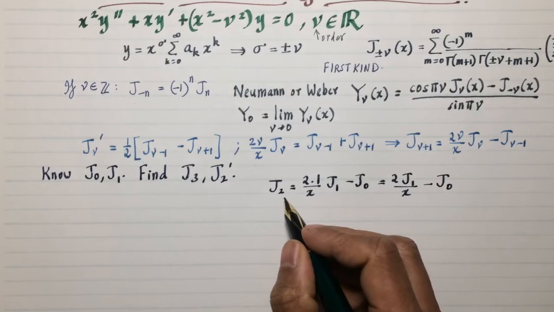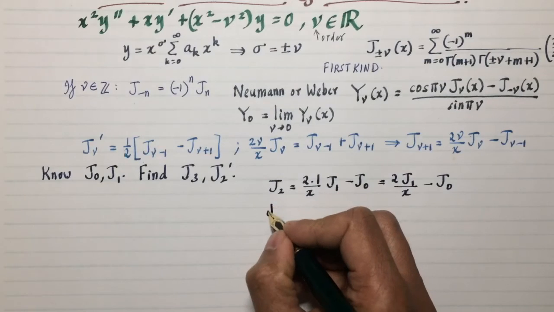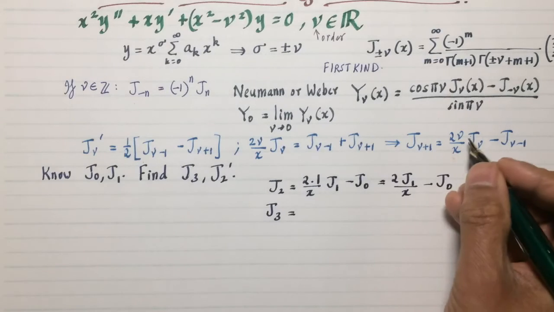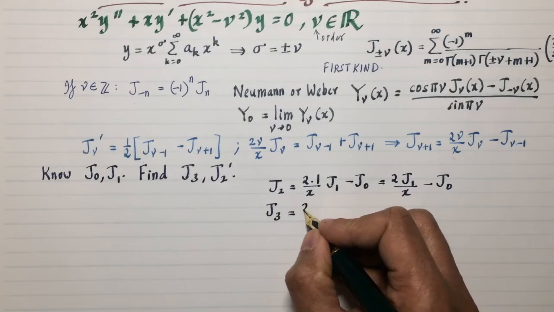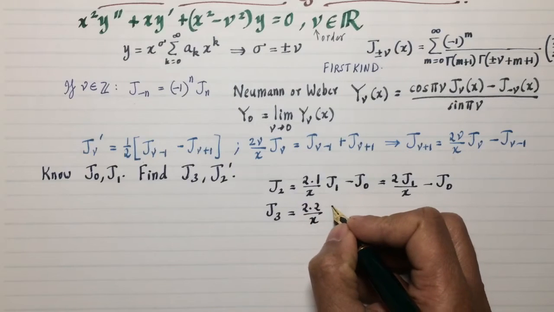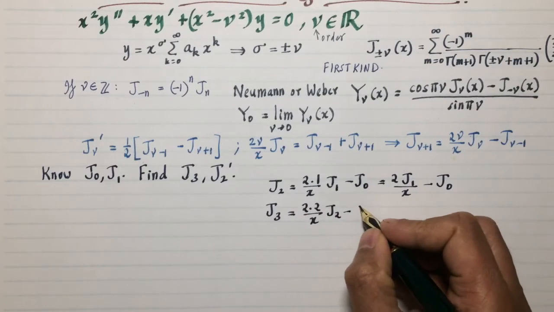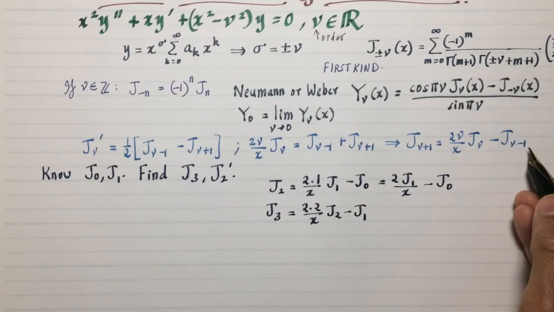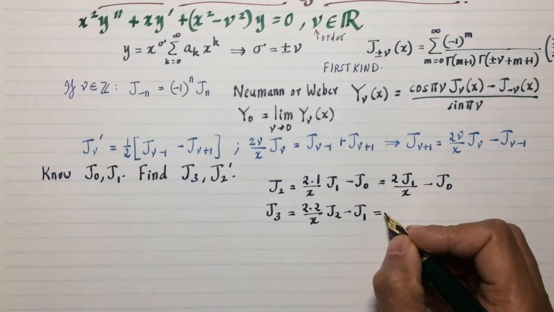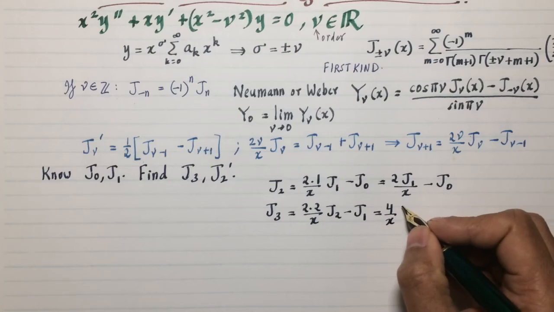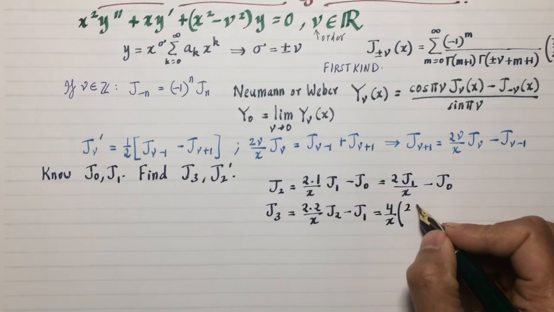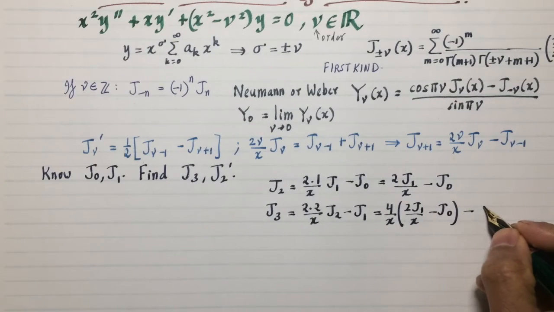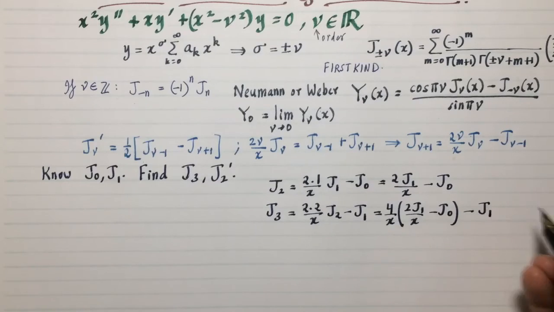Well, that is a good stepping stone to the next step, which is J3. That's where we really want to get. J3 means you have 2 plus 1, so nu is equal to 2 in this case. So that's going to give me 2 times 2 over x J2 minus J1, because nu is 2, so 2 plus 1 is 3, 2 minus 1 is 1. Now that's 4 over x J2, which I know to be 2 J1 over x minus J0, minus J1, and so I know the answer.